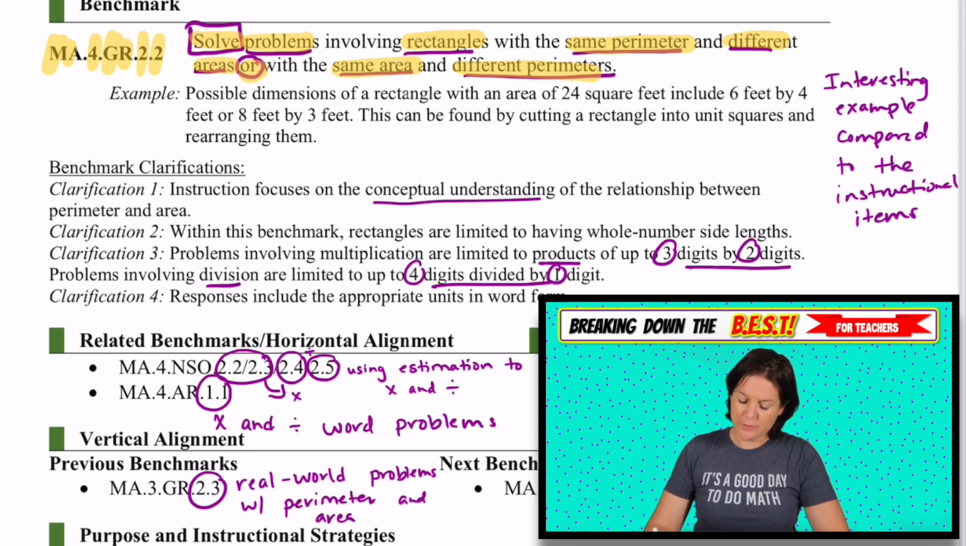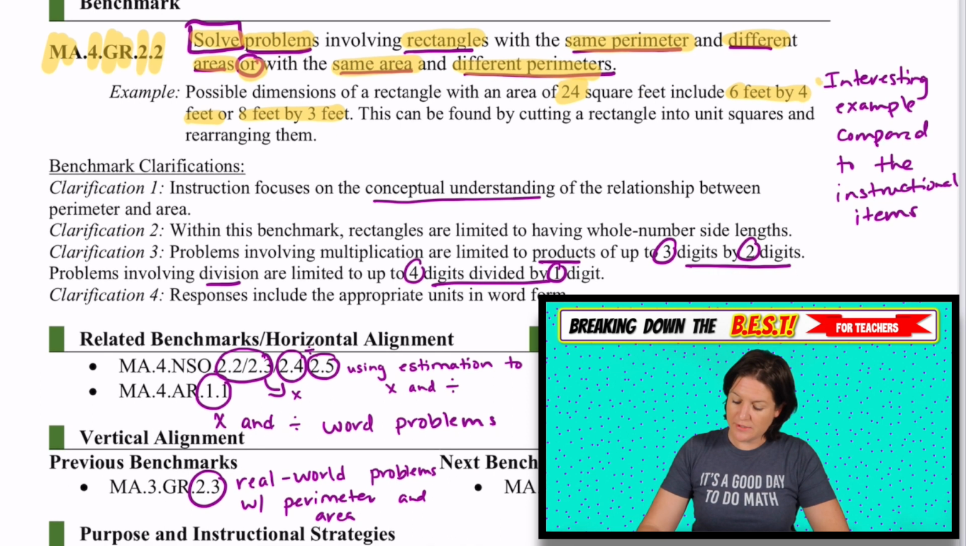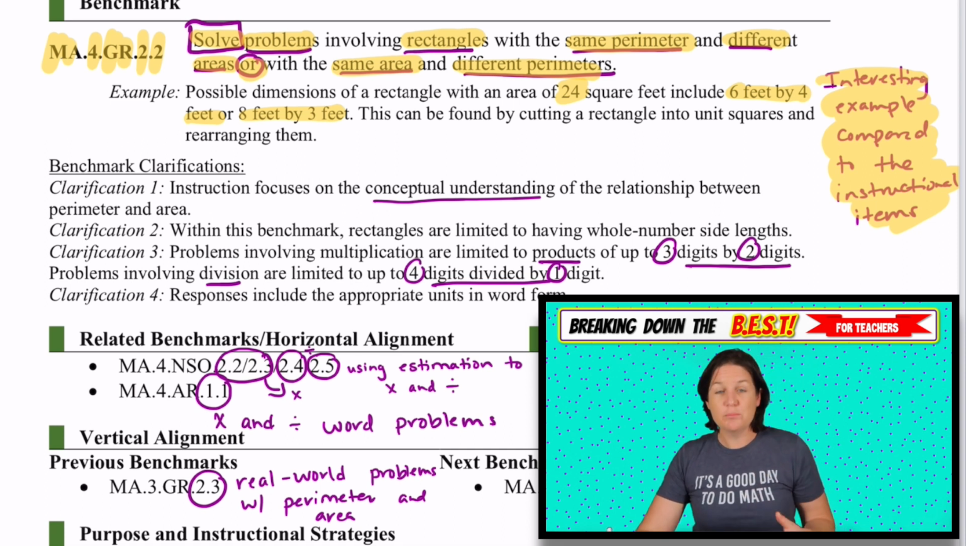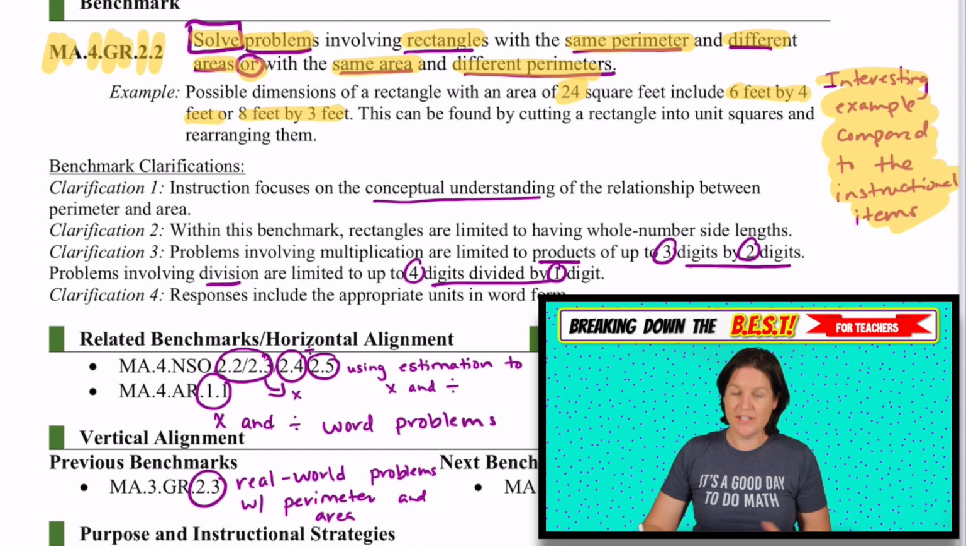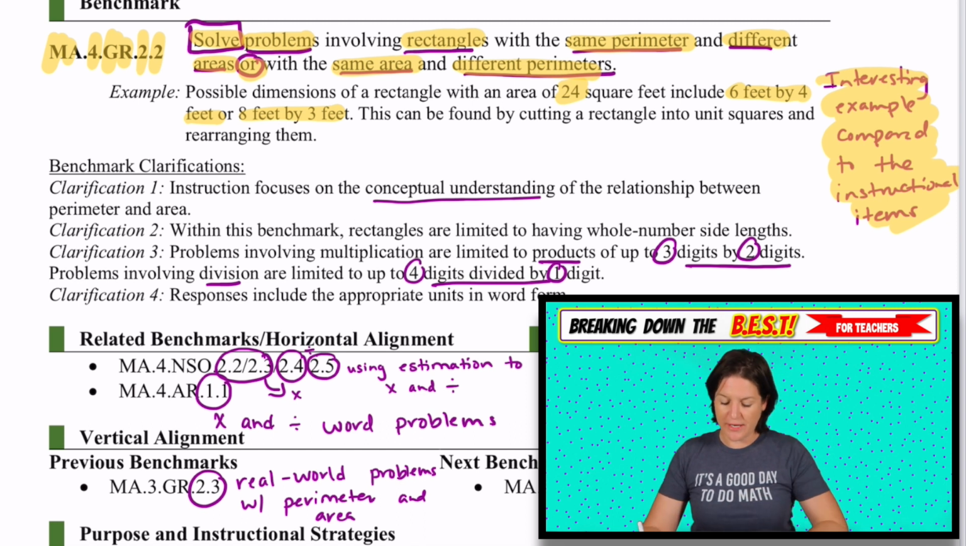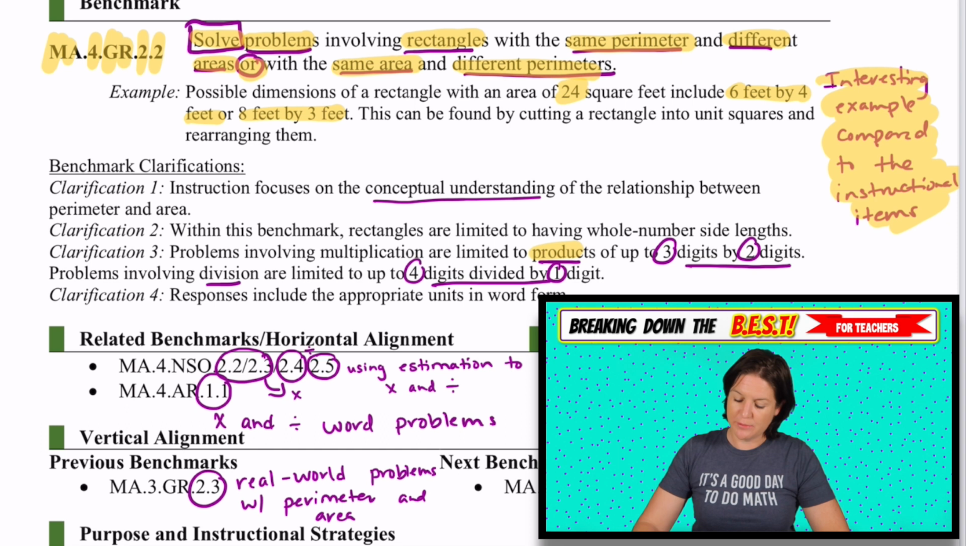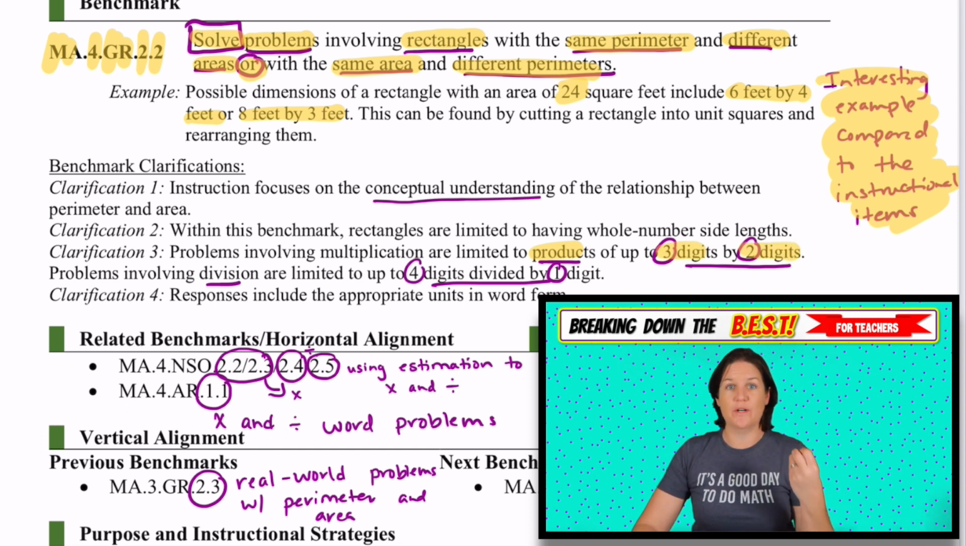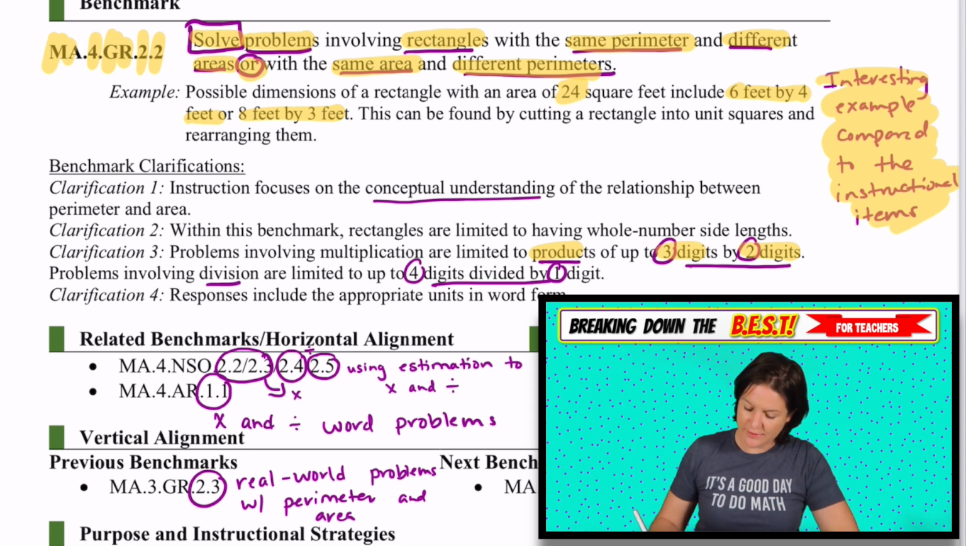Here, for the example, it says possible dimensions of a rectangle with an area of 24 square feet include a 6 feet by 4 feet or 8 feet by 3 feet. This can be found by cutting a rectangle into unit squares and rearranging them, which is true. I said that this was an interesting example compared to the instructional items because it's simple, 24 square feet, but you can see it when we get down to the benchmark clarifications. You'll notice it says that I could have products up to 3 digits times 2 digits, which makes it a lot more intensive a problem than simply a 6 by 4 or 3 by 8 rectangle.